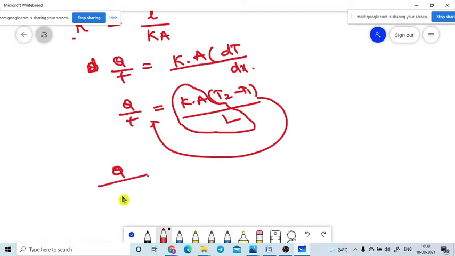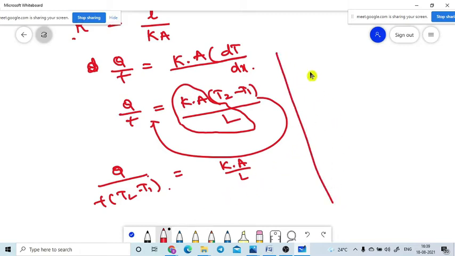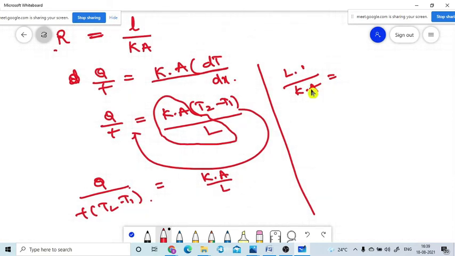So Q divided by T into T2 minus T1 is equal to K into A by L. Our goal is to find L by A, so we reverse the complete equation. L divided by K into A is equal to, what is the formula we will get? This also we need to reverse: T2 minus T1 divided by Q by T. Are you getting that?